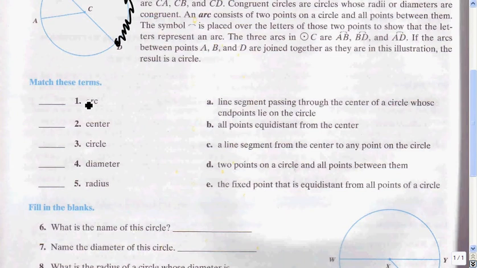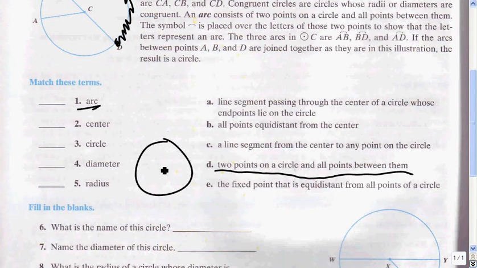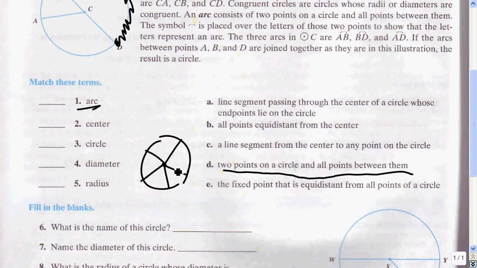Here, the definition of an arc is a little more complicated than the one I gave you. It says that an arc is 2 points on a circle and all the points in between them. So we have our circle, we have our center, and then we have the 2 points right here. Well, the arc is all the points in between those 2 points. Then the center of the circle is the point that is the same distance from any given point on the circle. That's the center.